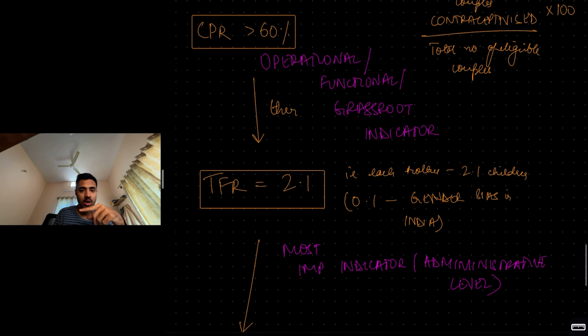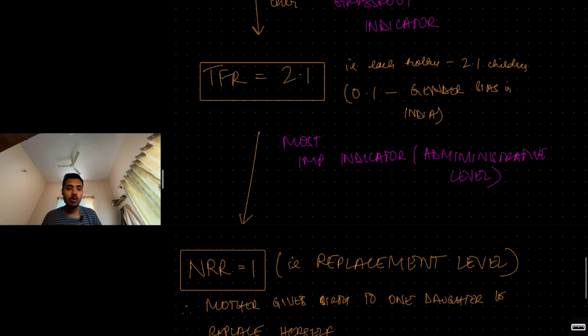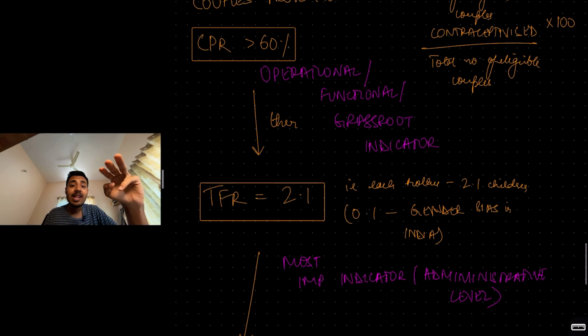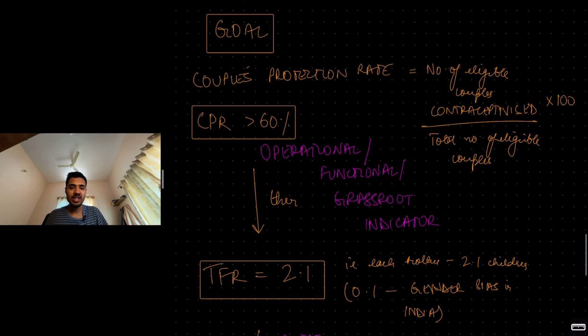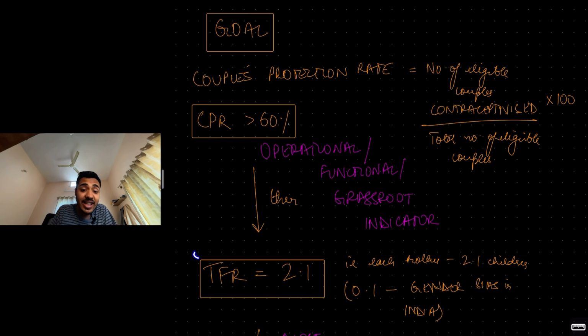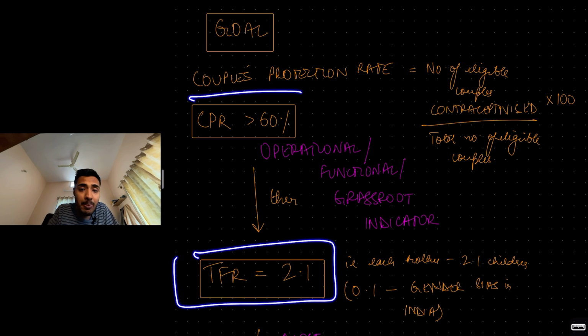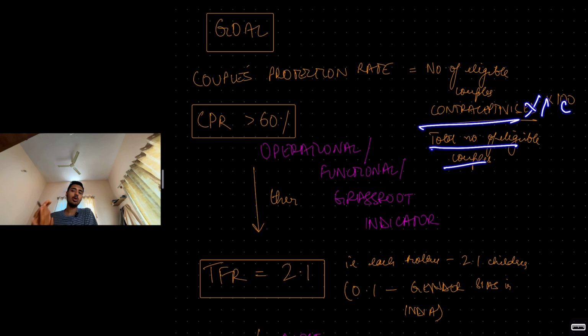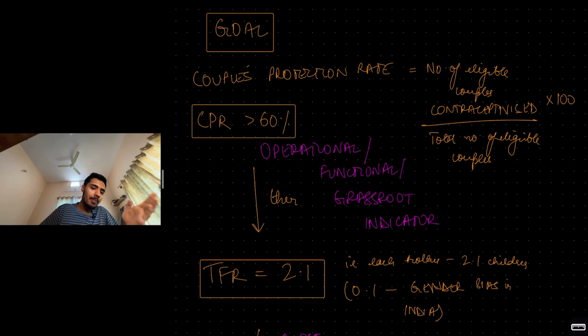Now, we can't go and tell women you should have only one daughter or you should have only 2 children, but we can go and promote contraceptive usage. So the way to get TFR equal to 2.1 is couples protection rate more than 60%. What is couples protection rate? Number of eligible couples using contraception divided by the total number of eligible couples, times 100. Out of the total number of eligible couples, what is the percentage using contraception? Any one method; both the male and female need not be contraceptivized.